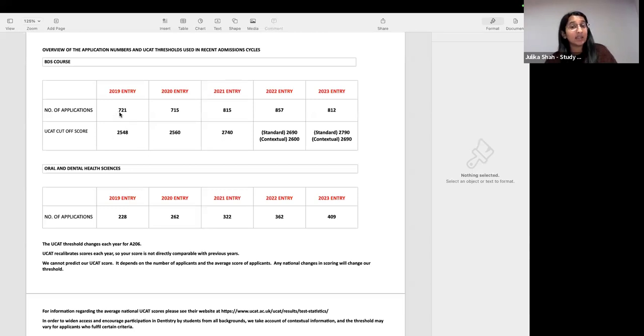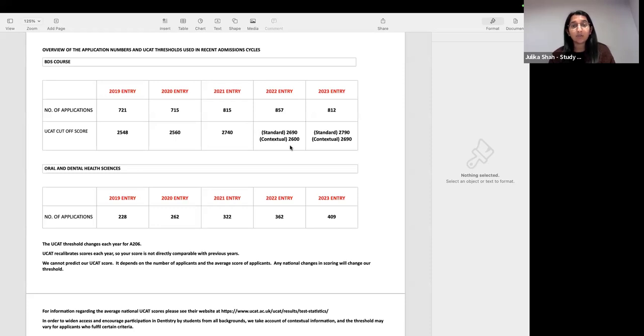As you can see, applications are increasing in number. It dropped slightly for 2023, but I assume it's just going to keep increasing as the spaces increase and the demand for the course increases as well. So it talks about how many people applied and what the UCAT cutoff score is. It does fluctuate. It was 2548 in 2019, 2020 went up slightly to 2560, and then went up again to 2740, and it keeps changing.